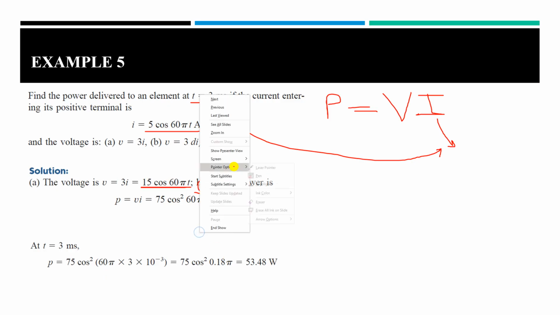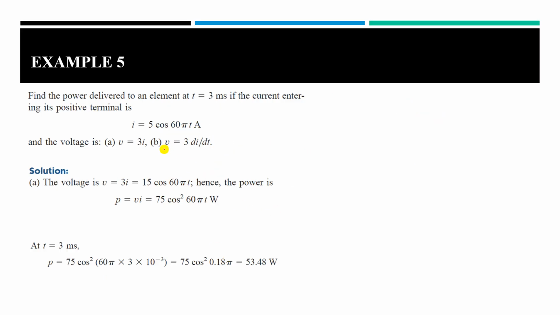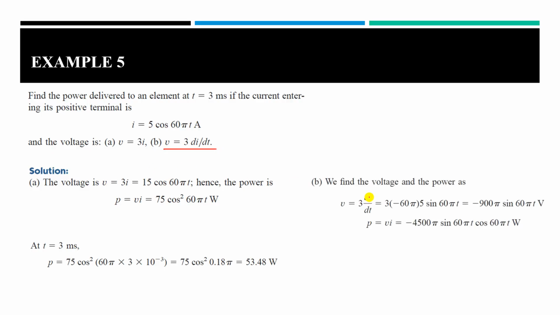Okay, second equation is that V equals 3 di over dt, so we'll get the voltage, same as before. 3 di over dt is the derivative of current with respect to time. So we have here our current. So we have 3 first, and the derivative of current with respect to time. This is a constant value, so we will keep it as it is.